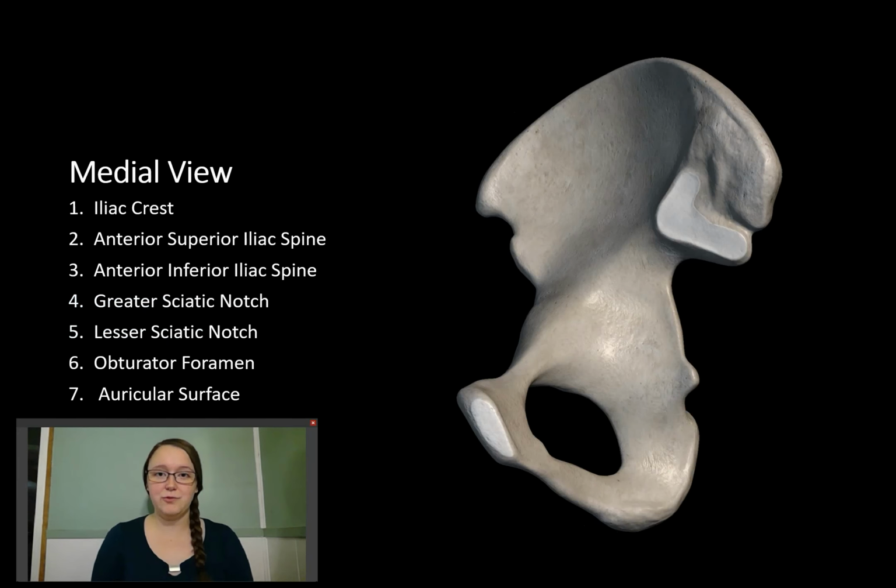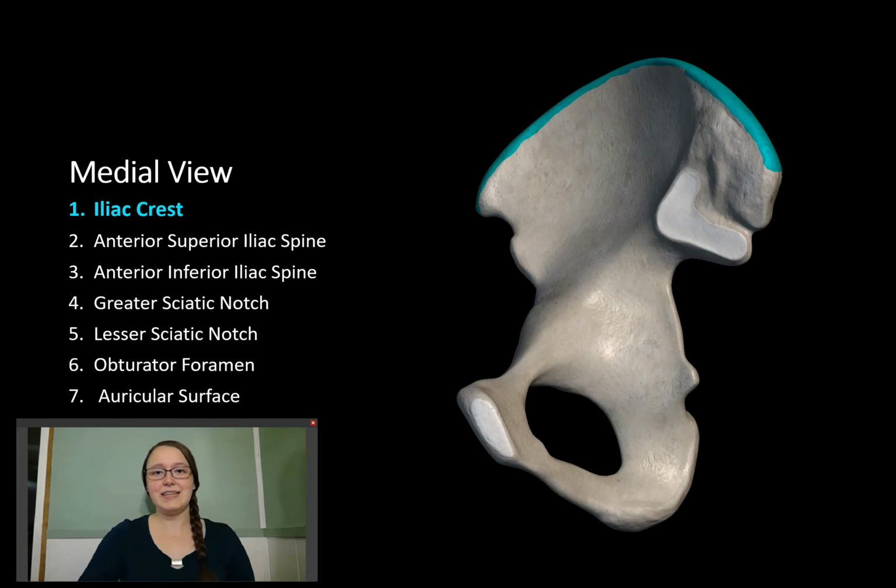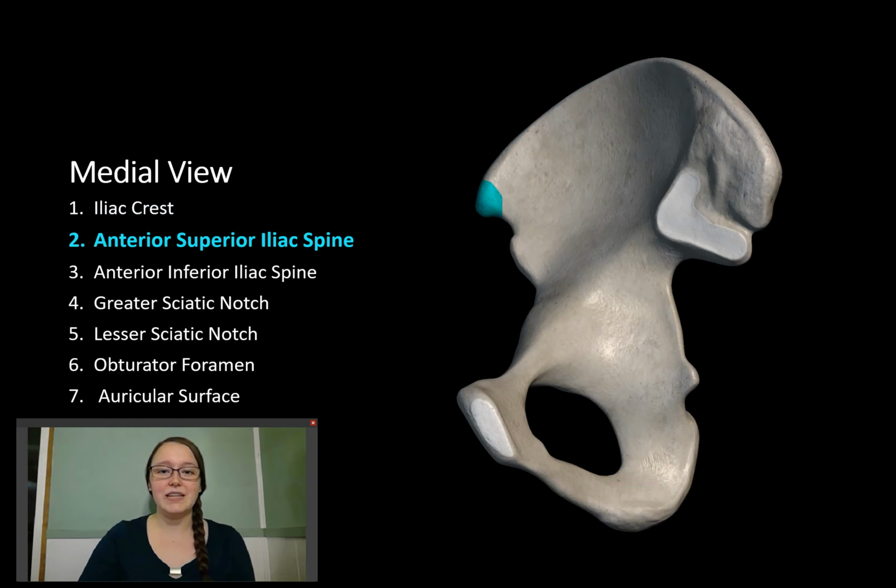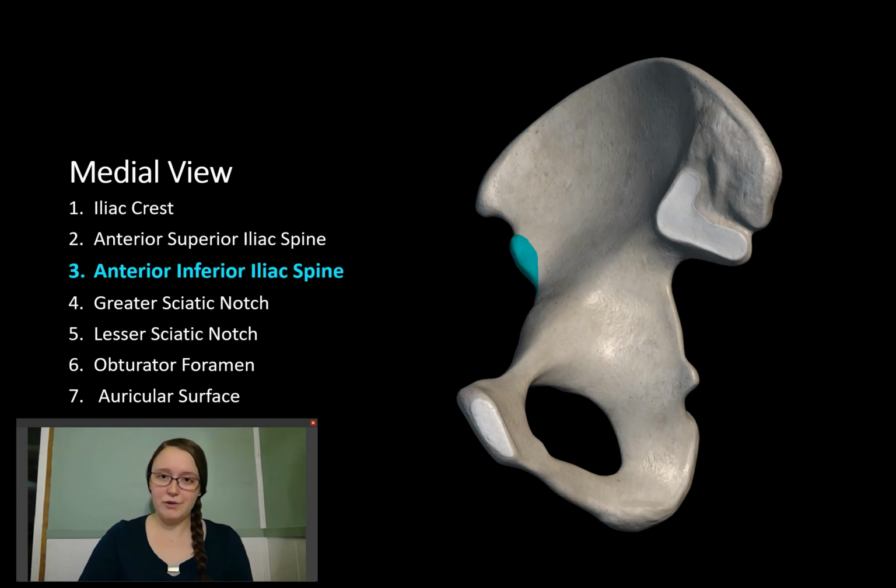This is a medial view of the right coxal bones. And this top ridge is known as the iliac crest. And like the posterior side, on the anterior side of the coxal bone, there are two protrusions known as the anterior superior iliac spine and the anterior inferior iliac spine.